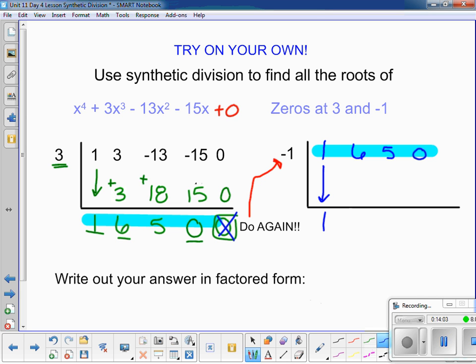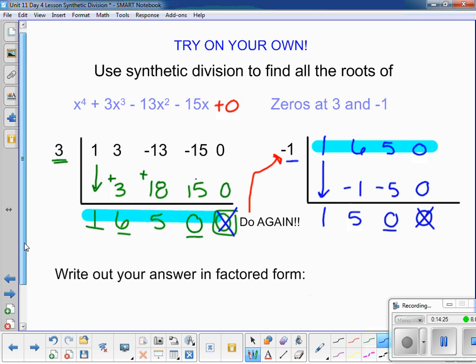Copy the 1 down. Negative 1 times 1 is negative 1. 6 plus a negative 1 is 5. Negative 1 times 5 is negative 5. 5 plus negative 5 is 0. Negative 1 times 0 is 0. 0 plus 0 is 0. So that means I have a remainder of 0. And negative 1 is also a root of my graph.